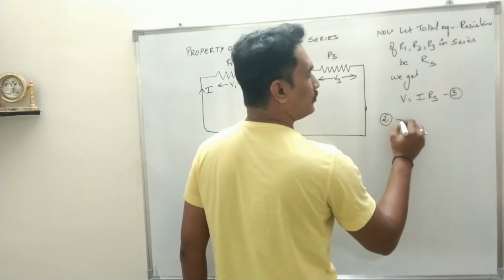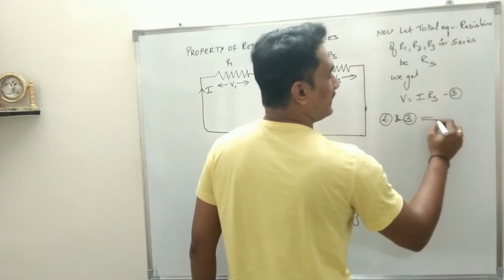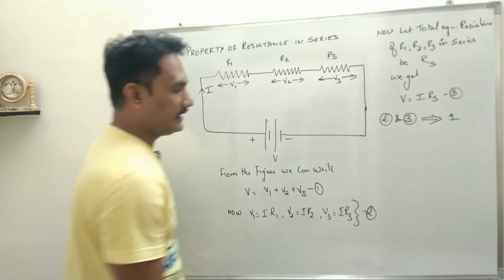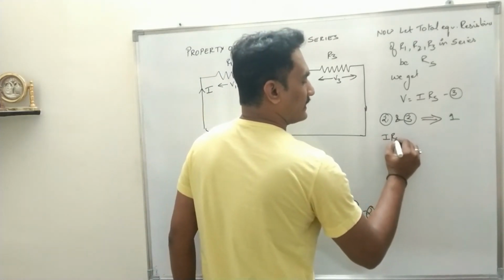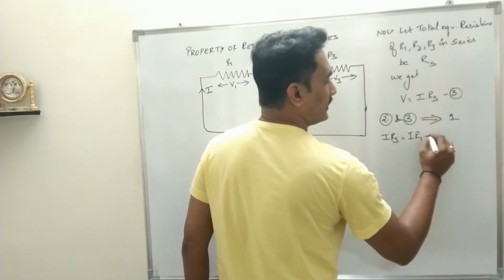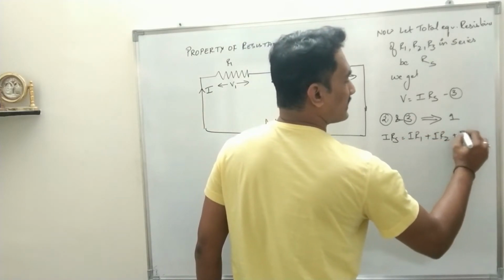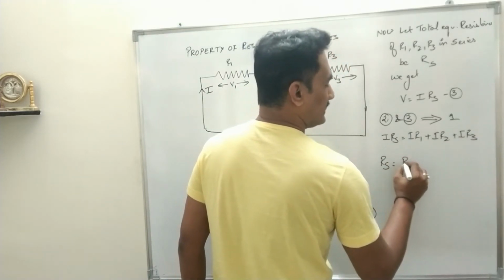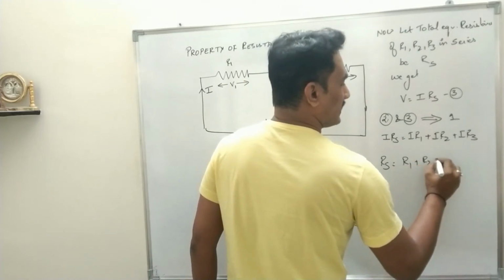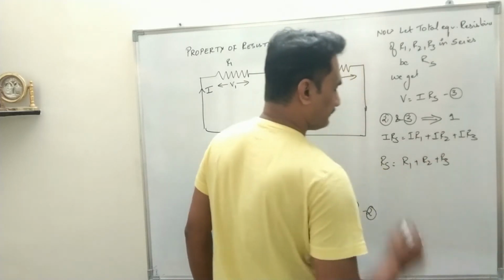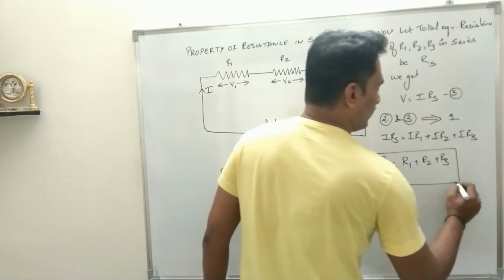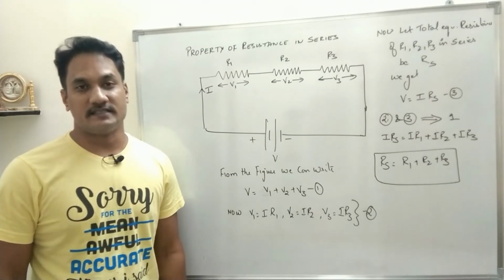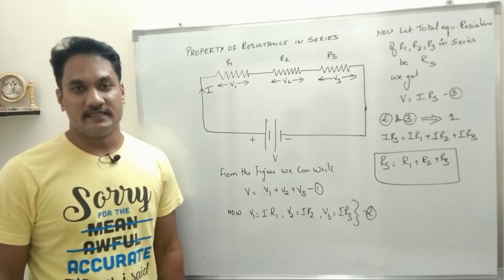Substituting the value of 2 and 3 in equation 1, what we get is I into RS equals I into R1 plus I into R2 plus I into R3. So the equation can be reduced to RS is equal to R1 plus R2 plus R3. So this is the formula for calculating total equivalent resistance when the resistances are connected in series.